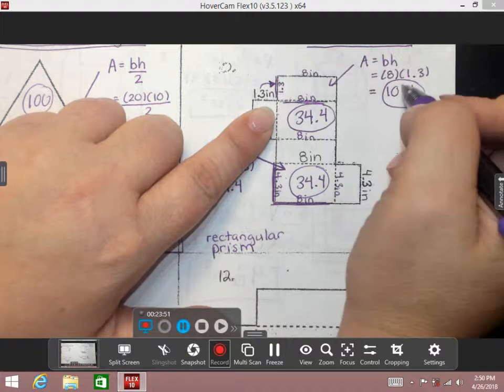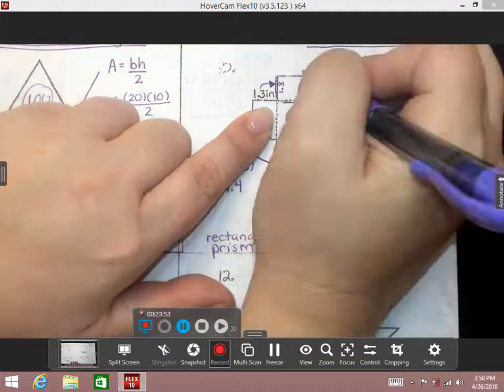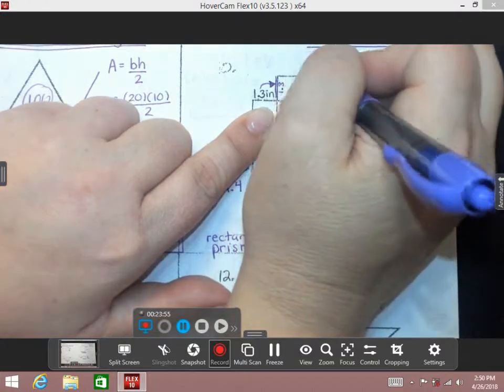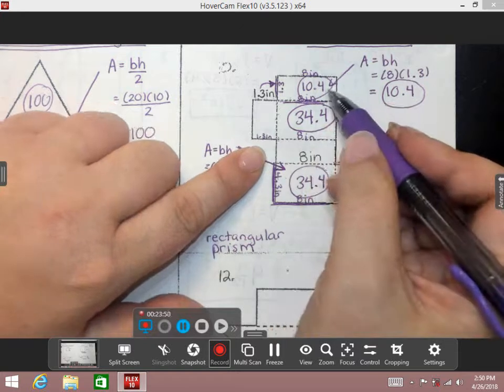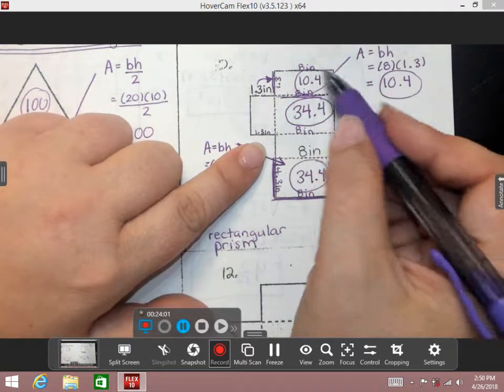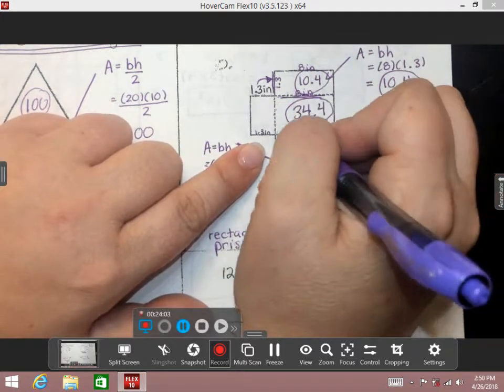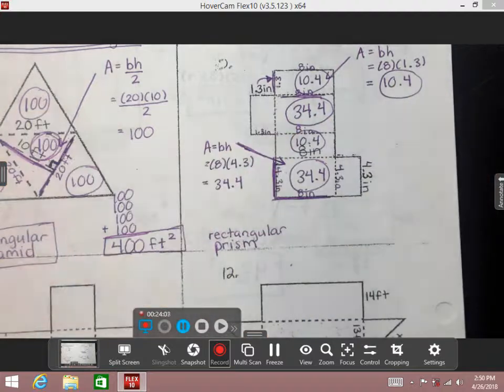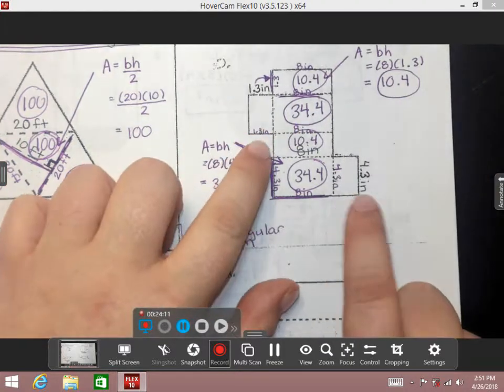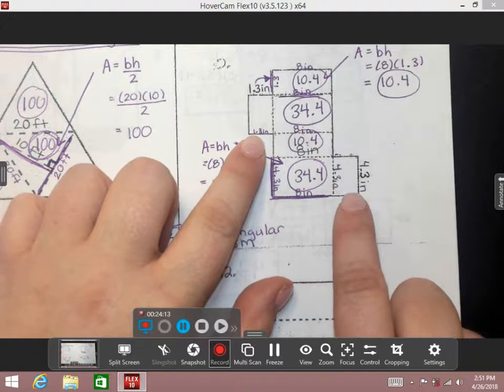Oop, did not mean to put that circle there. Oh well. Okay, so here we get 10.4 in this circle, pretending I didn't circle it over there. In this rectangle, the rectangle that matches, this one looks the same size, so we're going to put my 10.4 in that rectangle. All right, now we're down to just 2 rectangles. What's awesome about these 2 rectangles, they are the same.